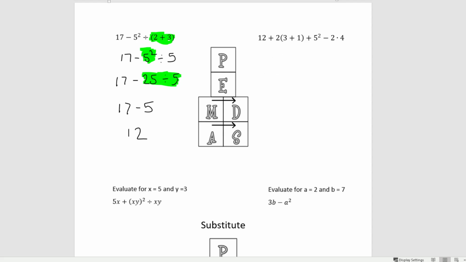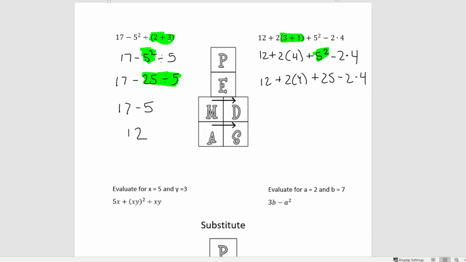Over here, we have parentheses. So this is how we're going to start. Nothing else changes except we do 3 plus 1 to give us 4 inside the parentheses. Next, we look to see if we have any exponents. We do. Here's another 5 squared. So we're going to do that. And that's all I'm going to do. Everything else I'm going to leave as is.